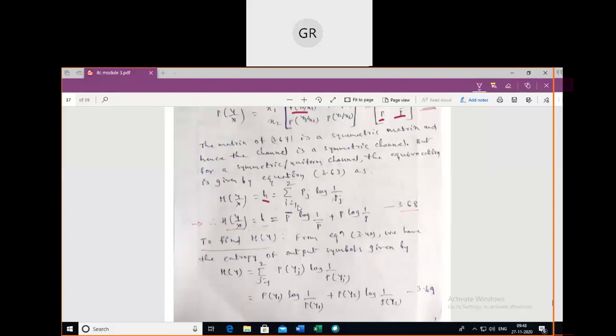Okay. Here expand this one. P1 log of 1 divided by P1 plus P log of 1 divided by P. Here the P1 is P bar, so P bar log of 1 divided by P bar plus P log of 1 divided by P.